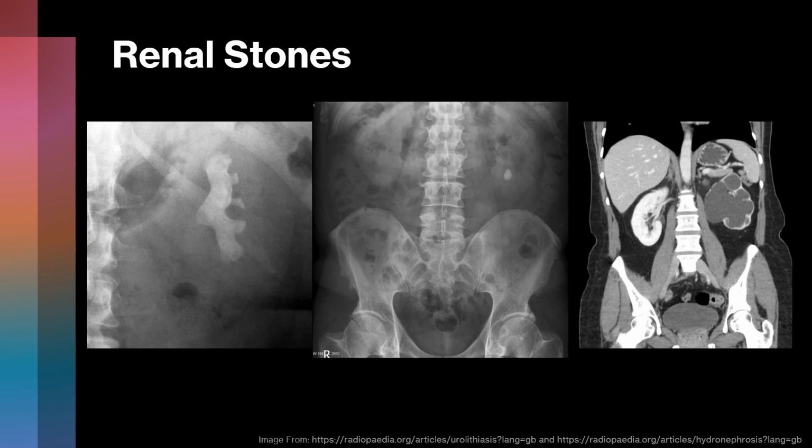And it's important to consider plain films when reviewing these patients, as the radiopaque stones will be visible on your image. And there are 3 main places for the renal stones to become impacted. That's the pelvic ureteric junction, so the PUJ, the pelvic brim, and the vesico-ureteric junction, so the VUJ.